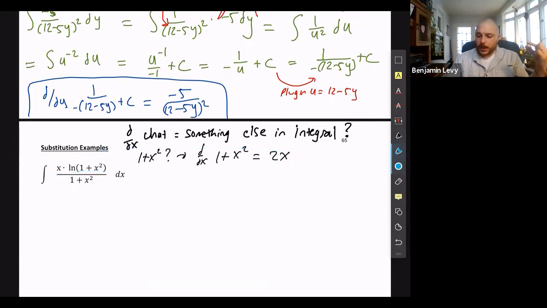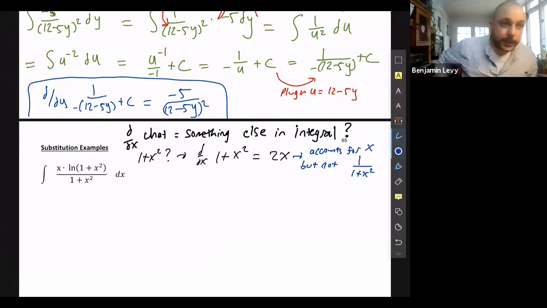And so what I would mention is, it accounts for, let me do it another color so it stands out, 2x accounts for the x in there, but it doesn't account for the 1 over 1 plus x squared. And so when I first look at this, without knowing better, I would have thought 1 plus x squared would be a good option too. And I see a couple people, I just missed that in the chat. People are thinking x squared. We're going to have the same kind of issue, right? We're never going to account for the 1 over 1 plus x squared with those options.